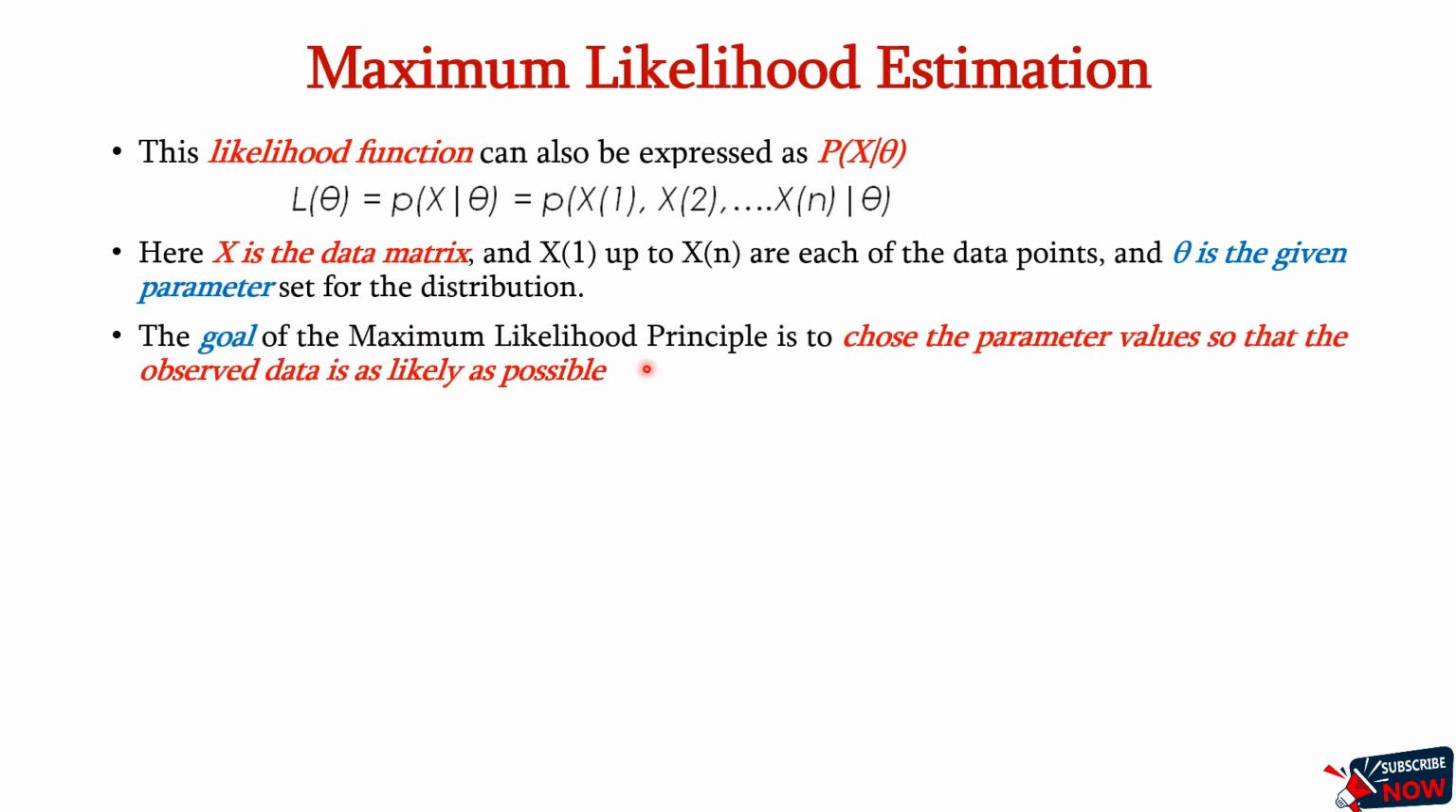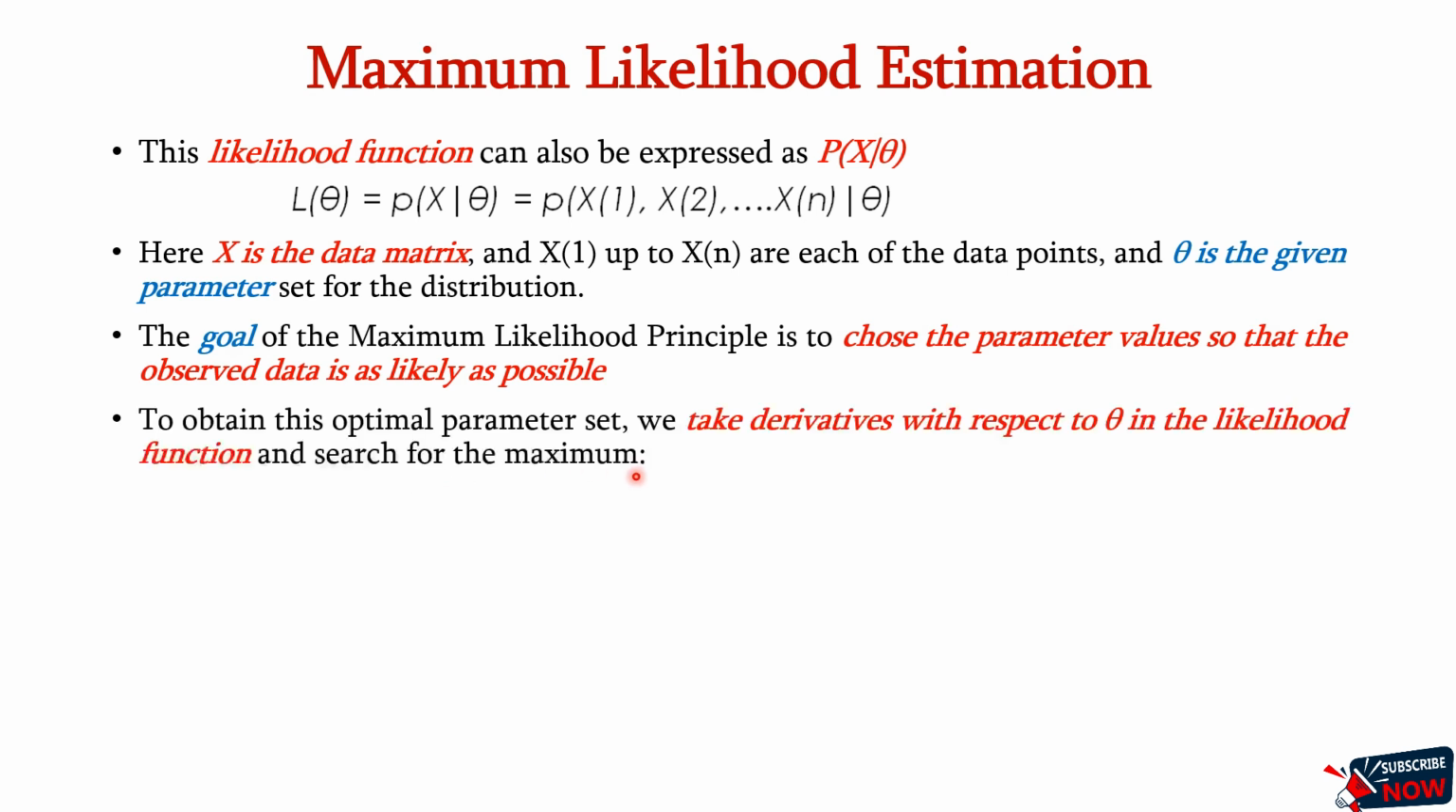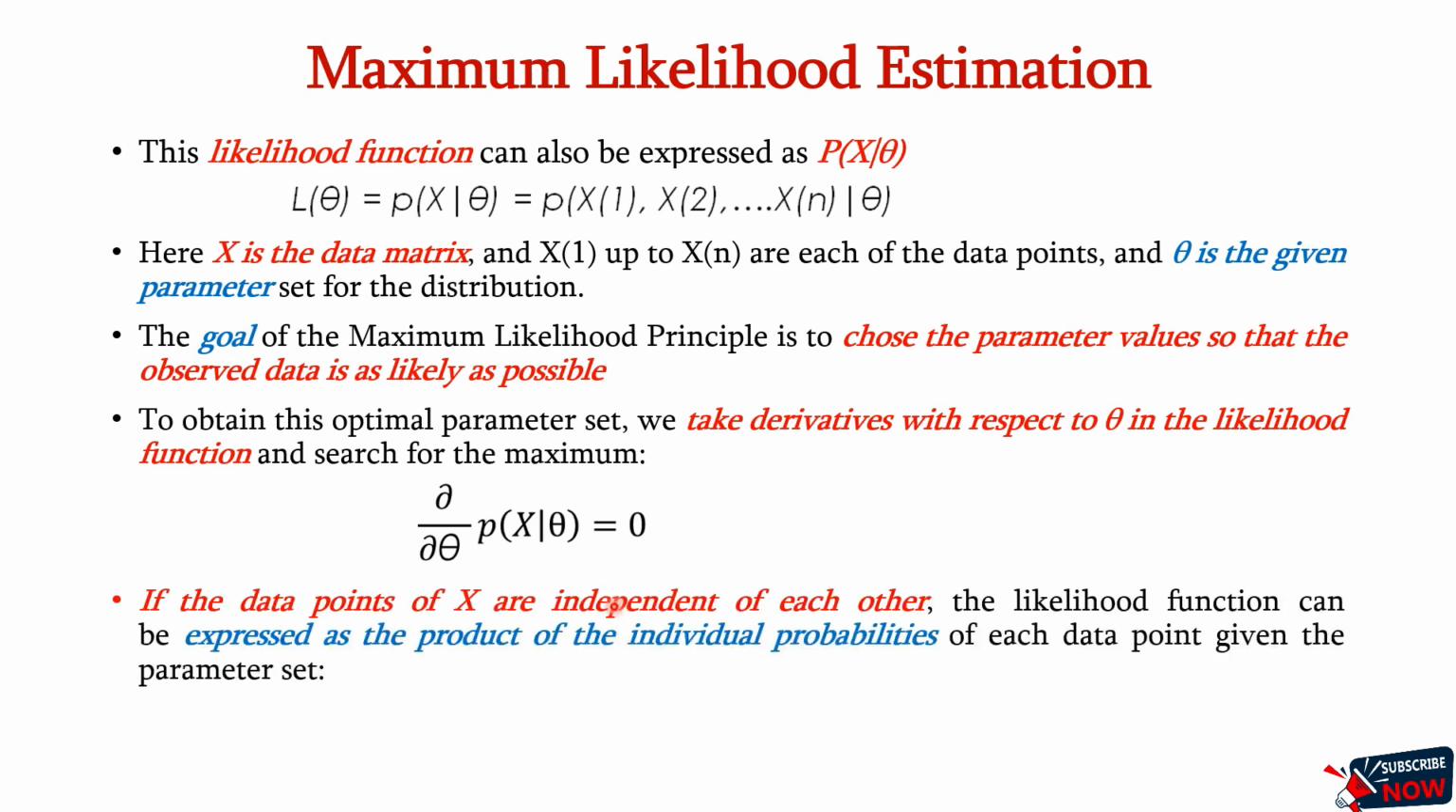The goal of the maximum likelihood principle is to choose the parameter values, that is theta, so that the observed data is as likely as possible. To obtain this optimal parameter set, let us take the derivatives with respect to theta in this likelihood function, which is expressed here. If the data points of this x are independent of each other, then the likelihood function can be expressed as the product of the individual probabilities for each data point as given here.